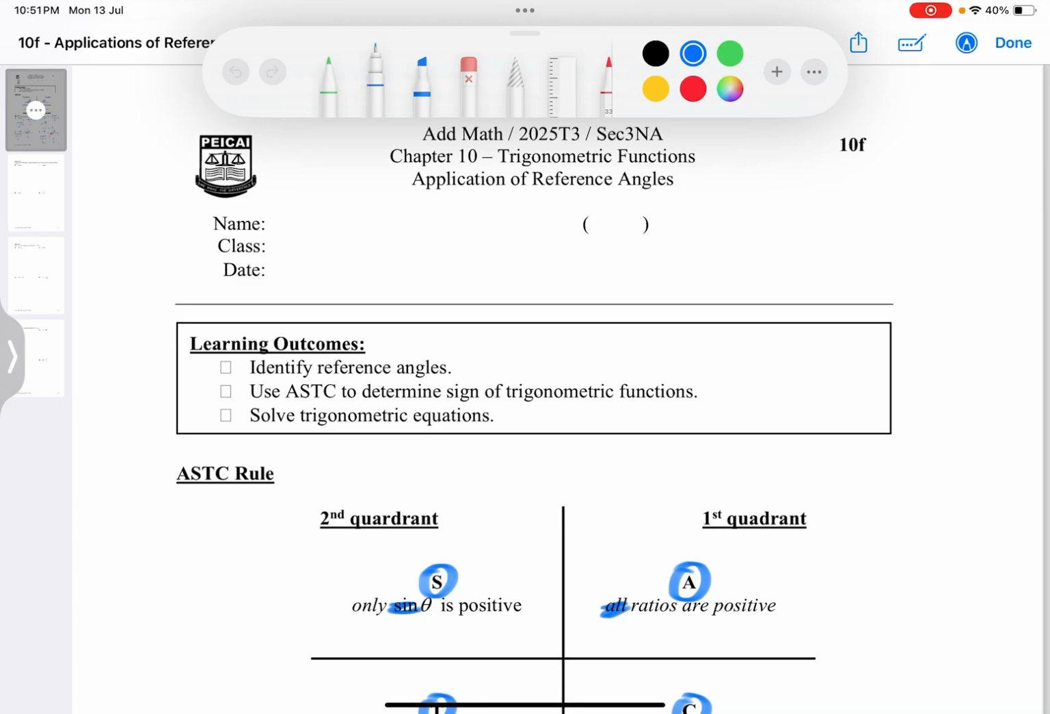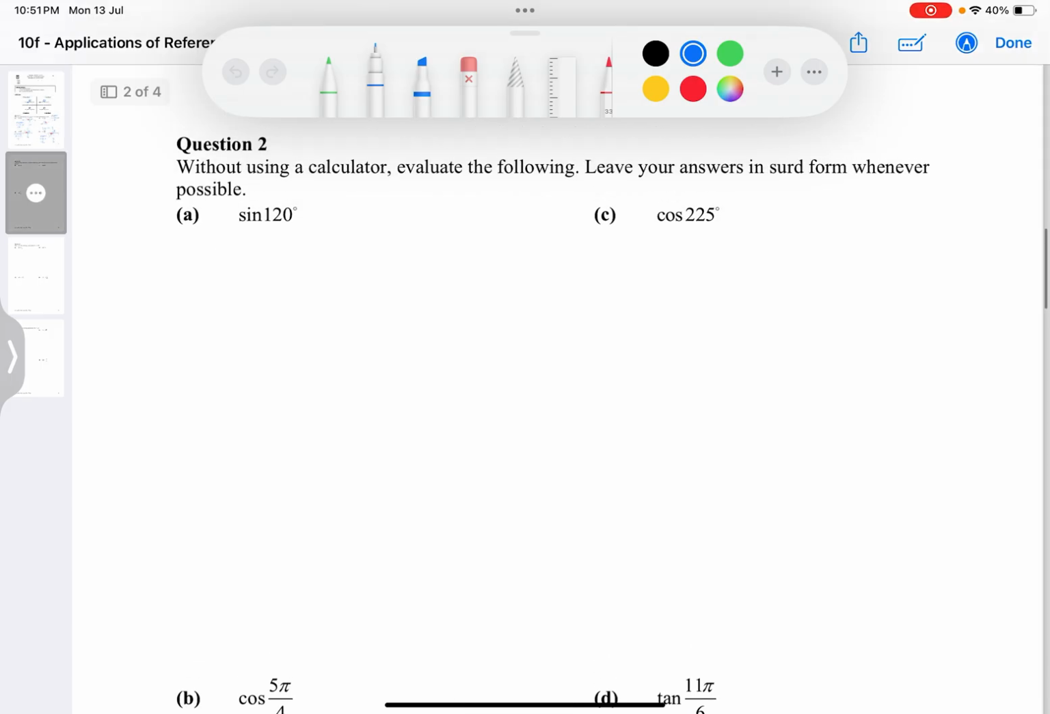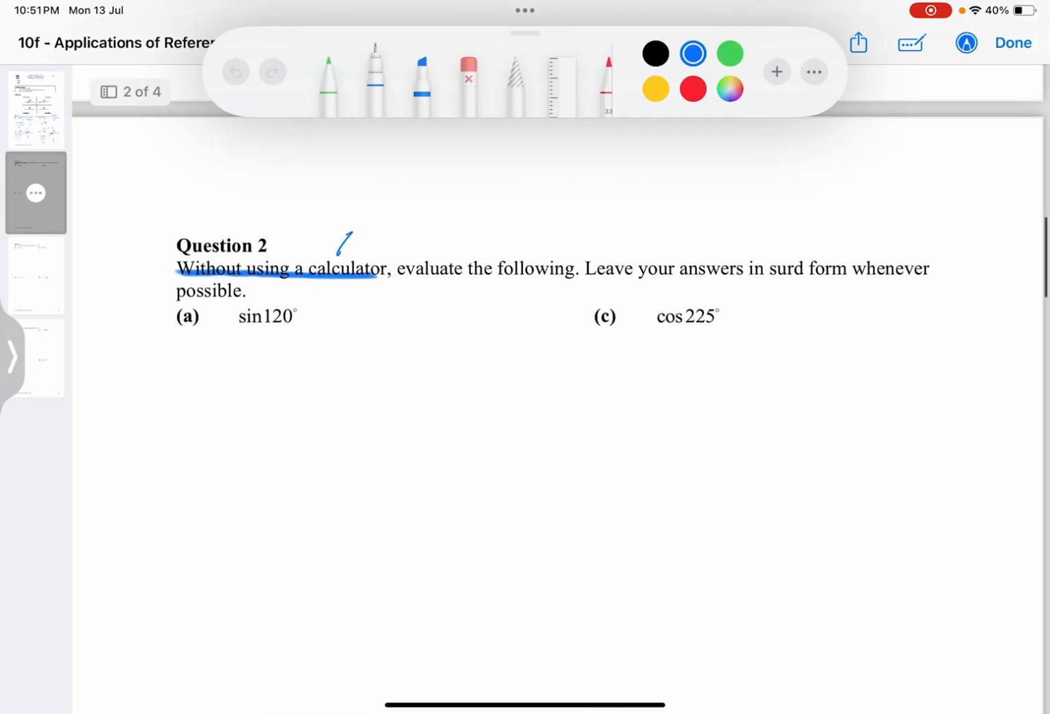Hi everyone, I will now continue with question 2 of worksheet 10F. Without using a calculator, evaluate the following and leave your answer in surd form wherever possible. Even though it says without the use of a calculator, you can actually use your calculator to check your answer. Later I will show you.